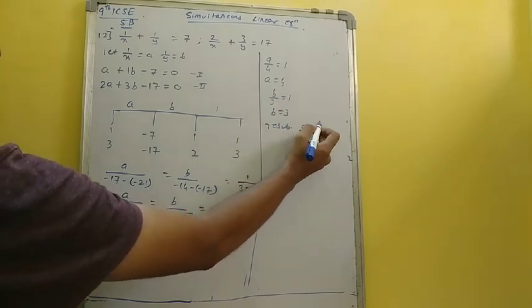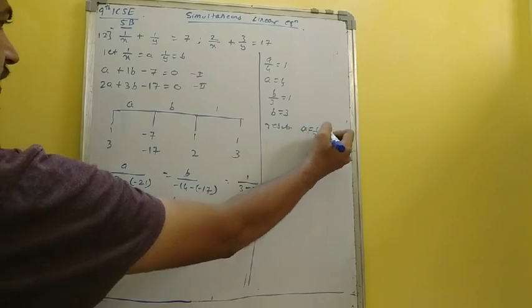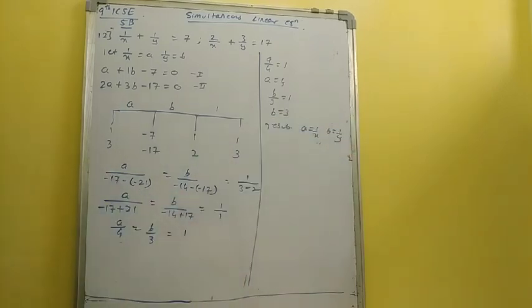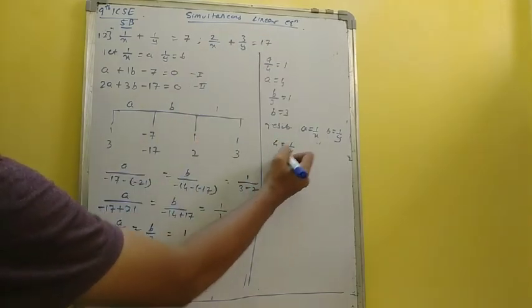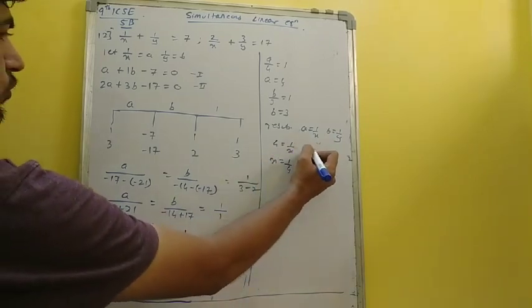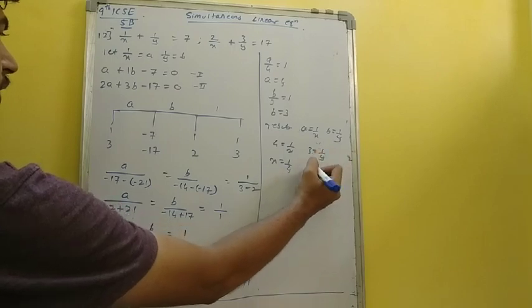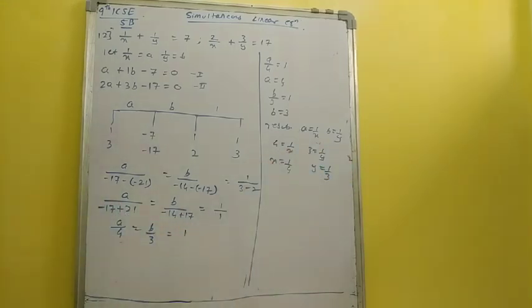Resubstituting, a is equal to 1 upon x and b is equal to 1 upon y. Okay, so what is a? A is 4, so 4 is equal to 1 upon x, so x is equal to 1 upon 4. B is 3, so 3 is equal to 1 upon y, so y is equal to 1 upon 3. So we have the value of x as 1 upon 4 and value of y as 1 upon 3.